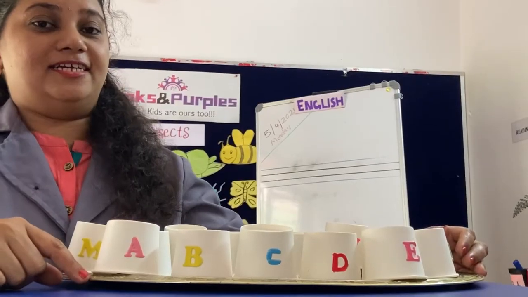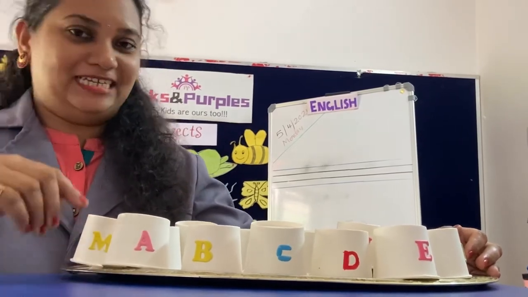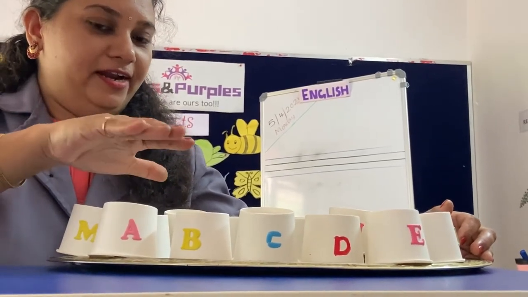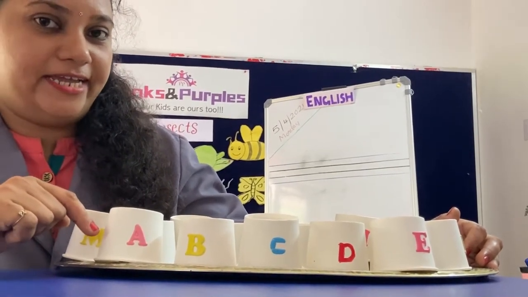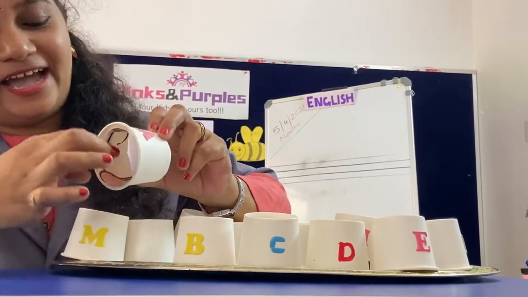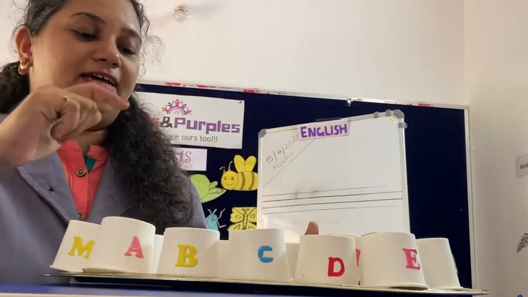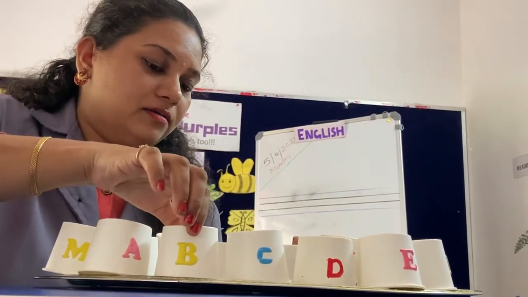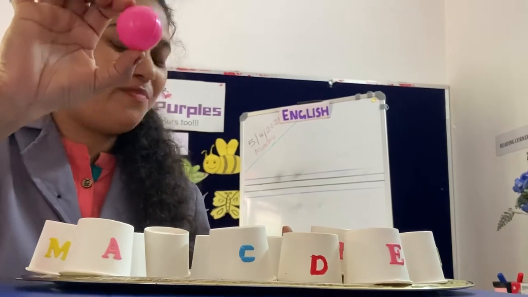Let's start. Children, let's revise A to X with alphabet cards. I will show you some magic. Children, all of you look here. This is the letter A. Someone is hiding here. All of you look here. A for ant. Next letter is B. Abracadabra. B for ball.